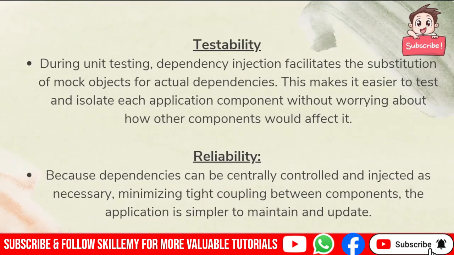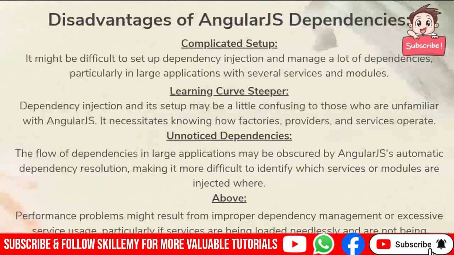Testability. During unit testing, dependency injection facilitates the substitution of mock objects for actual dependencies. This makes it easier to test and isolate each application component without worrying about how other components would affect it. Maintainability. Because dependencies can be centrally controlled and injected as necessary, minimizing tight coupling between components, the application is simpler to maintain and also update.